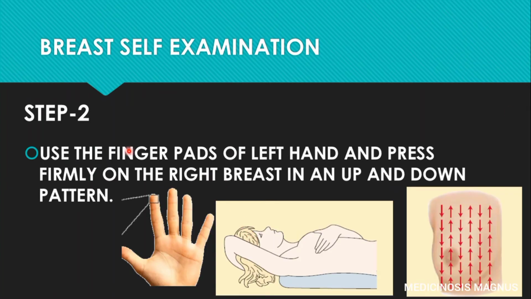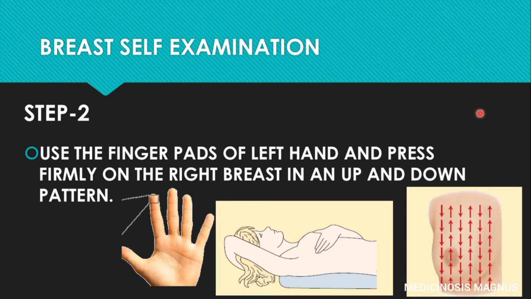Now, step 2. What you have to do is use the finger pads, the edge of the fingers. Use the finger pads of your left hand and press firmly on the right breast and examine for any concerning symptoms. Now, this is how you do it. You should start from the top, then press firmly, until the bottom. Then you may go from down to up, then from up to down. You should cover every single bit of the breast tissue and check for any lumps.